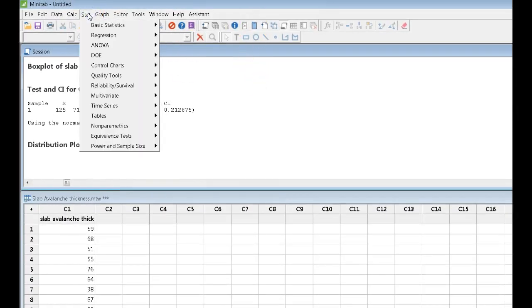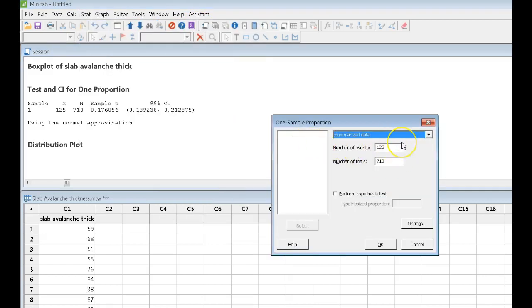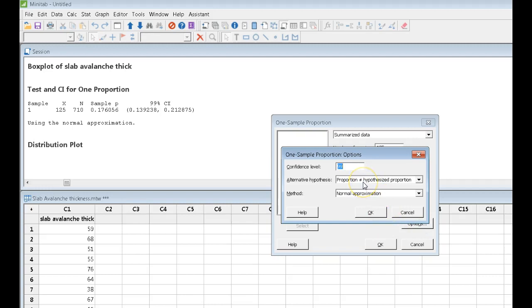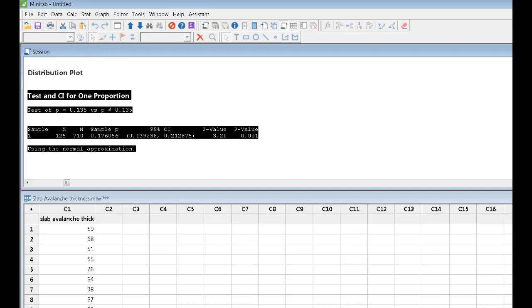Coming back into basic statistics, one proportion. Now I already did this for the confidence interval, so my information is in here. But this time I want to perform the test of hypothesis. I want to know, is the proportion equal to 0.135 versus not equal to? And it doesn't matter about my confidence level here because that does not affect my p-value. You should have normal approximation turned on. Say OK, and alrighty.